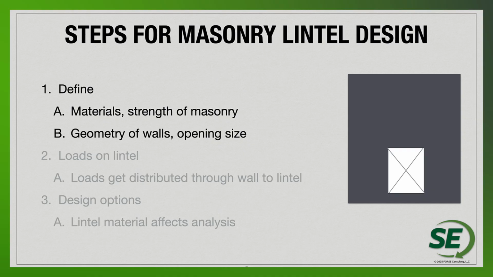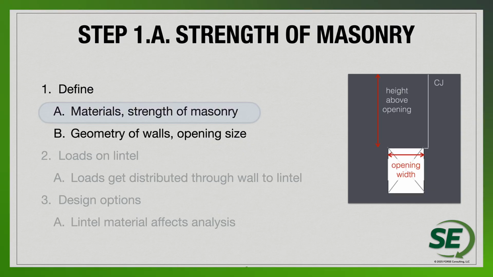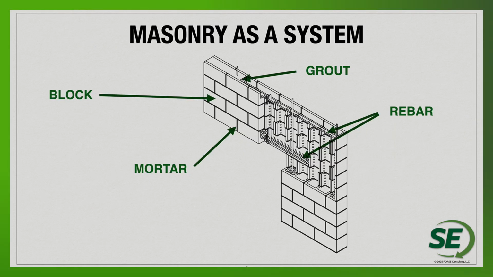If we look at the actual definition of the materials, the strength of masonry, it's really similar to the other masonry elements. We have the same concrete elements, where we have the concrete masonry units, the mortar and the grout, all concrete elements. And then we have reinforcement. This time we have some horizontal reinforcement, and could actually have some tie and stirrup reinforcement.